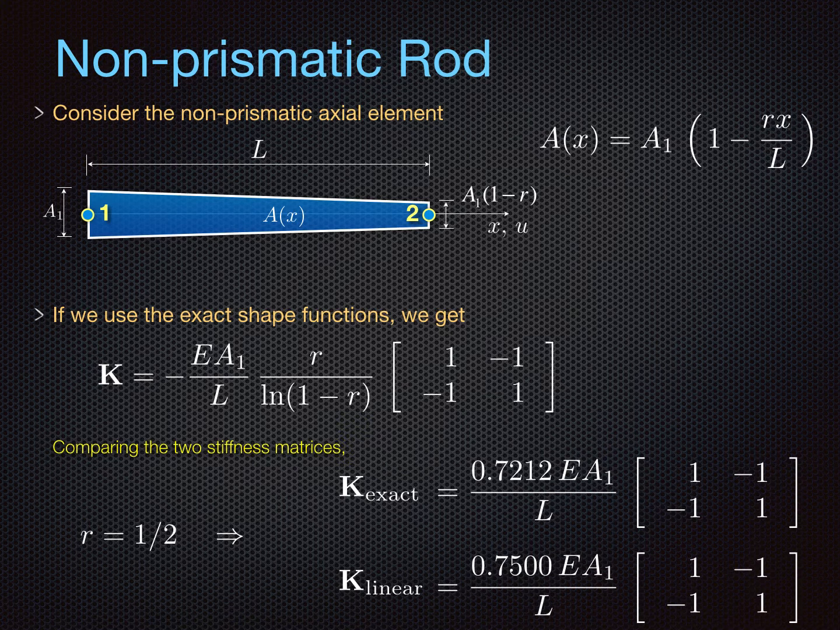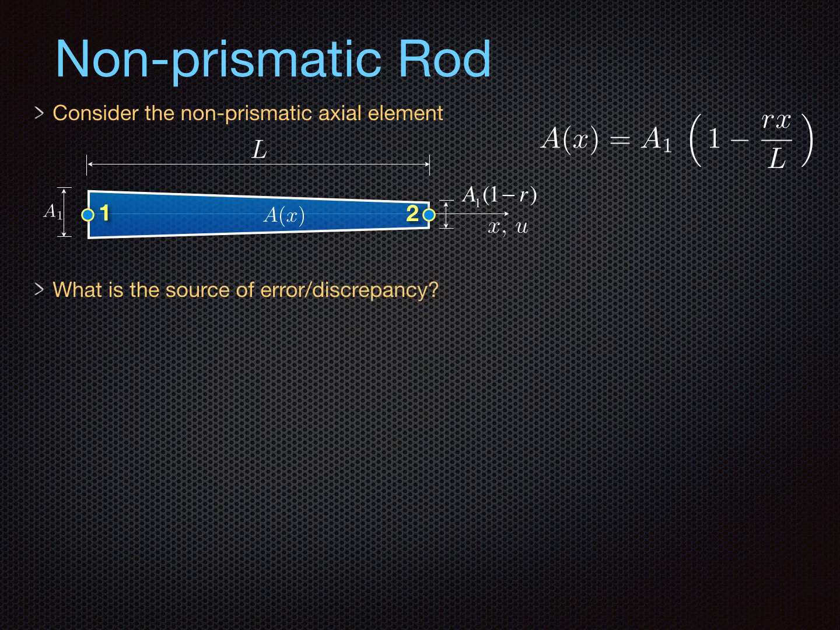And of course, if the length of the member is shorter and shorter, I think this approximation will become better and better. So what is the source of this discrepancy? Again, let's elaborate a little bit more on that. Recall that by using the linear shape functions, we assumed the displacement field varied linearly.